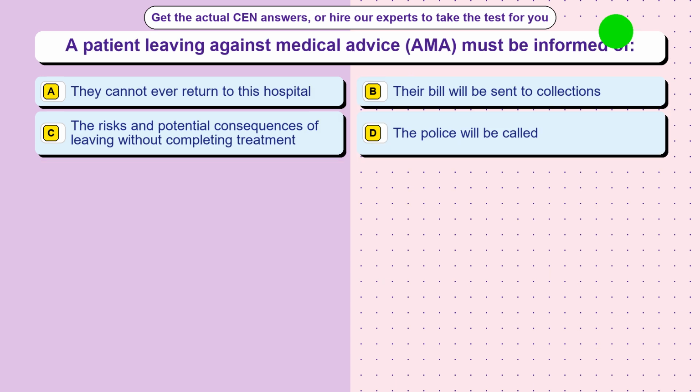Question 48. A patient leaving against medical advice, AMA, must be informed of Option A, they cannot ever return to this hospital. Option B, their bill will be sent to collections. Option C, the risks and potential consequences of leaving without completing treatment. Option D, the police will be called.